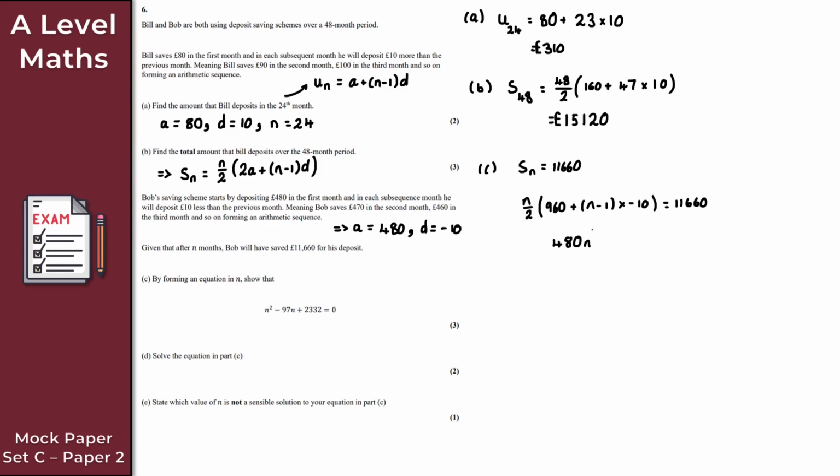We'll expand this bit here. So n times minus 10 is minus 10n. If I times that by n over 2, I get minus 10n squared over 2, so that's minus 5n squared. And then minus 1 times minus 10, just be careful of your signs here, right? That's positive 10, but then I get 10n over 2, which is 5n. So plus 5n there. And this is equal to 11,660. So let's keep cleaning this up here.